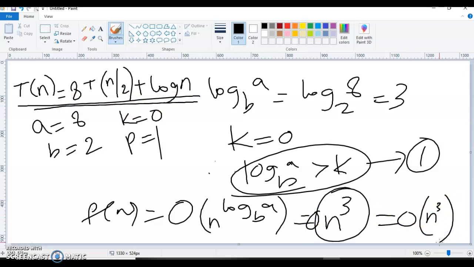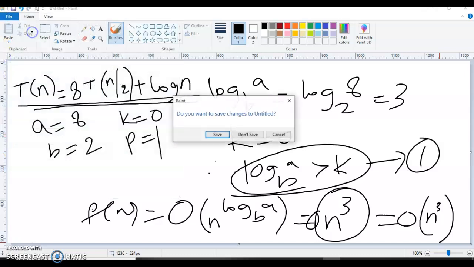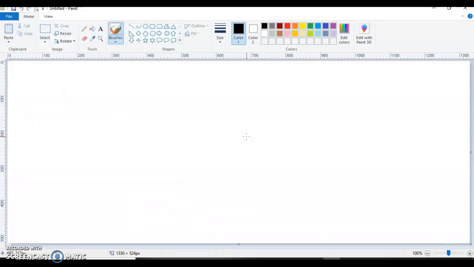So the analyzing time for this recurrence relation is big O of n cube. This is why the master method is used to calculate the analyzing time for recurrence solutions. For normal algorithms, we can calculate the analyzing time by using limits and different processes, but for recurrence relations we use the master method to calculate the analyzing time in asymptotic form.